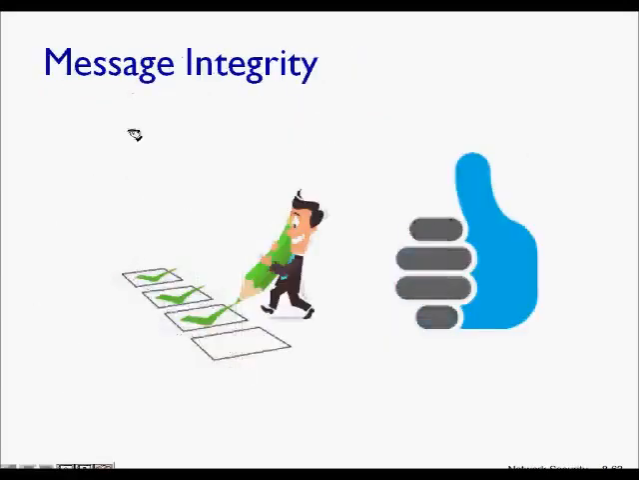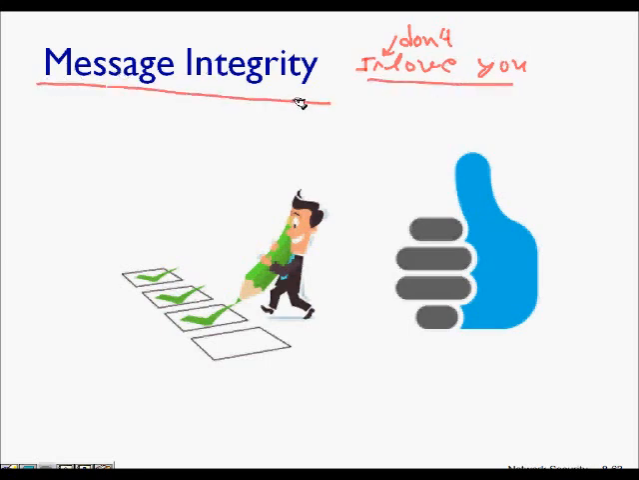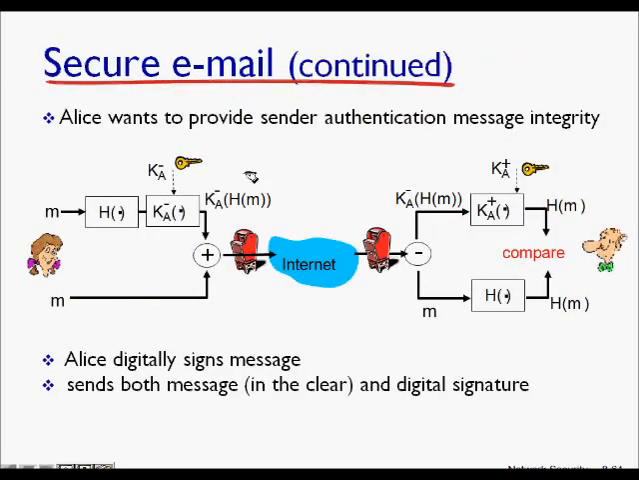And he also wants, because he had heard about the man in the middle attack, where I sent you the message, Alice sent I love you, and Trudy, the attacker, the woman in the middle, just adds one more line. I don't love you. So the whole meaning changes. So he wants message integrity. Whatever Alice has written, that should reach Bob. So now what should be done? So his two requirements were message integrity.